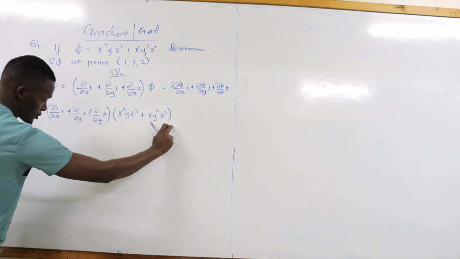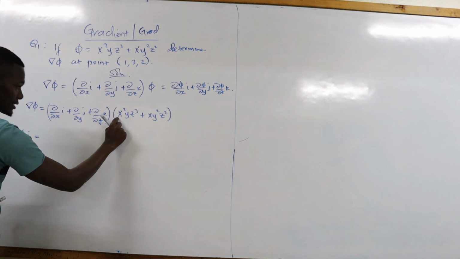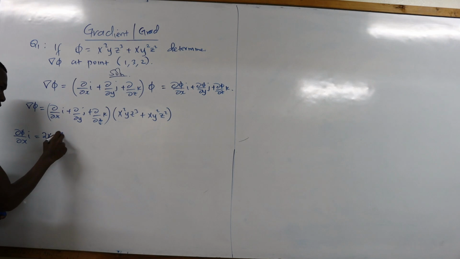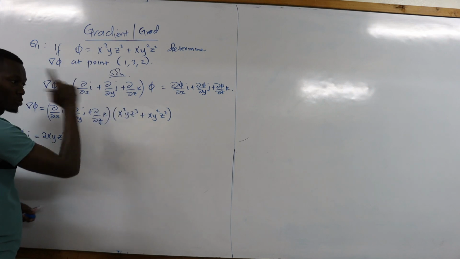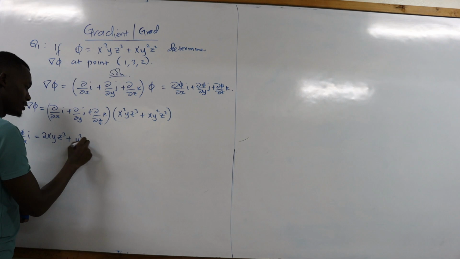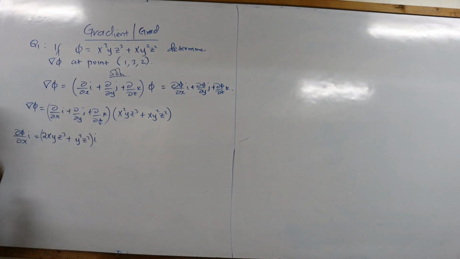So differentiate this function, the whole of it. Do we have an x variable in the first term? Yes, so differentiate x. Drop the power, reduce the power by 1. So it becomes 2x, then I remain with y, z cubed. Then plus. Do I have an x? Yes, when you differentiate x, you get 1. So you just have 1 y squared, z squared. Then you put i. Simple. Then again, d phi dy, then j.